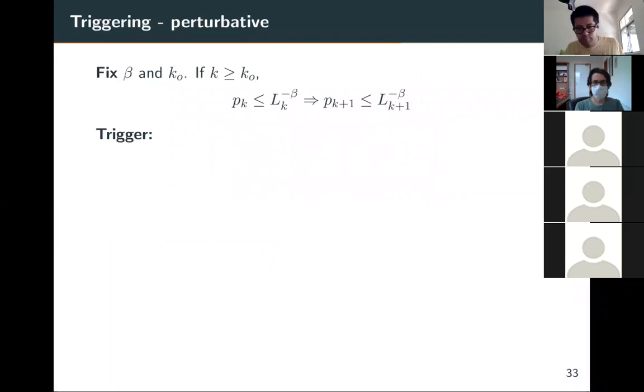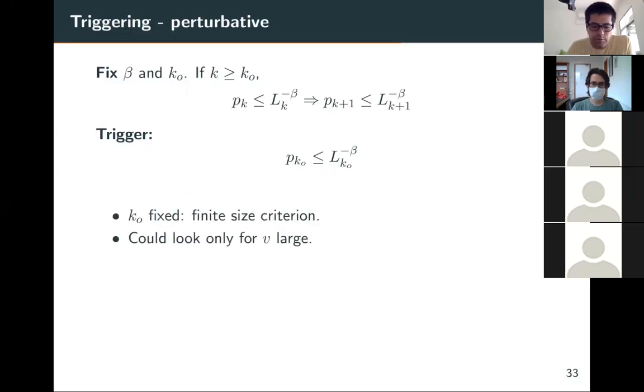So, of course, now we have to trigger this. We have this initial scale K0 where we have to show that this inequality holds. Then we are going to have that this inequality holds for all scales from this point on. And in order to do that, we have now this fixed size LK0, so it's a finite size criterion. And one idea could be, okay, let's only look for V large enough, but then we are only going to have decay of this deviation event for a speed that is large. And this is not convenient for us here.